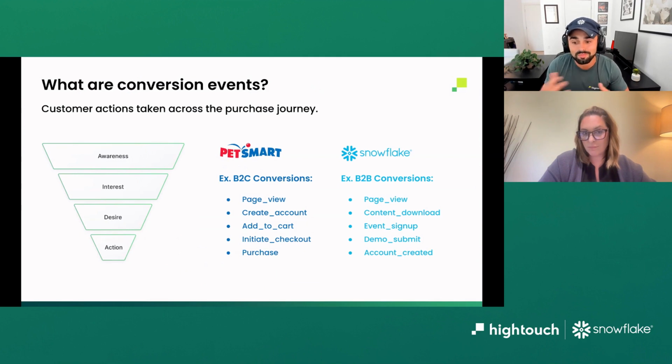So, for someone like a B2C, maybe it's a PetSmart, you would have things like a page view. Maybe someone's coming to the site for the first time. Then they maybe create an account, which shows you that they have a lot more interest. Maybe they've added to cart or initiated a checkout and have eventually led to a purchase of maybe a dog toy, right? So each of these is a different signal of intent that you need to send to these platforms so that the AI can operate and understand what's working, what's not.